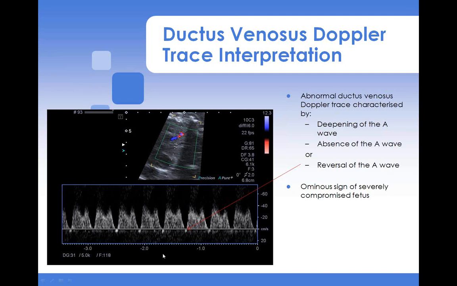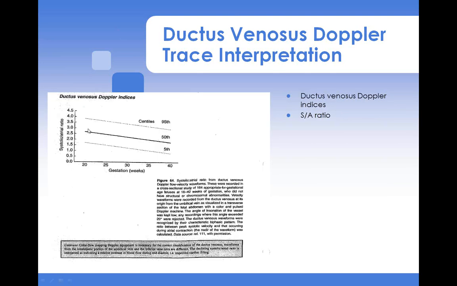So this Doppler trace here is actually a very sick baby. So ominous. This was an ominous sign of severely compromised fetus, and I think together with her pulsatile umbilical vein, the baby was delivered, I think, the same day, a couple of hours. And much like with the other ratios we measure in other fetal Dopplers, there are graphs available. So this one has the SA ratio versus gestation, and the SA ratio decreases as the pregnancy progresses.